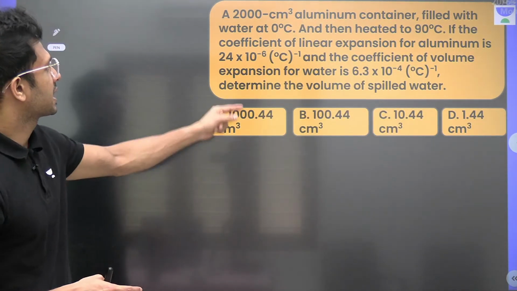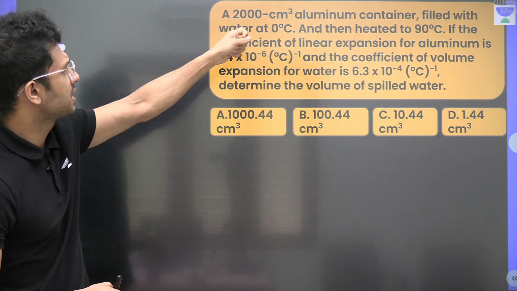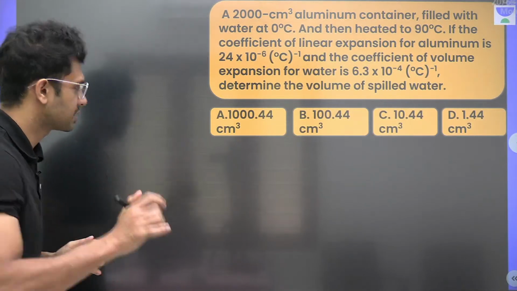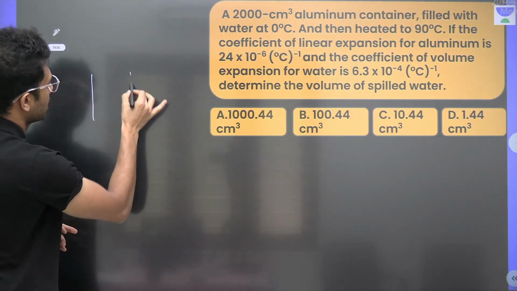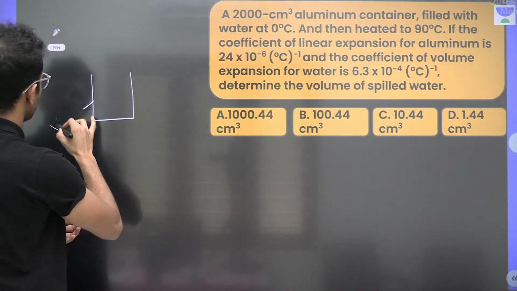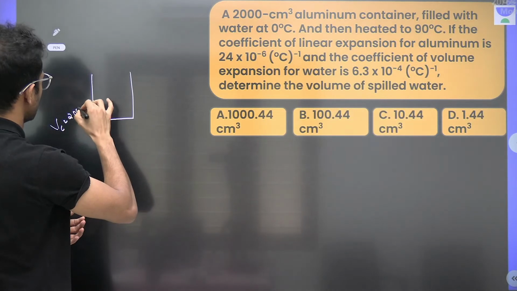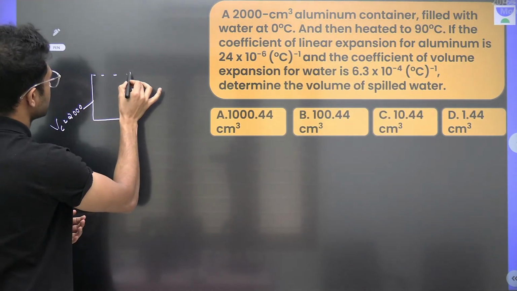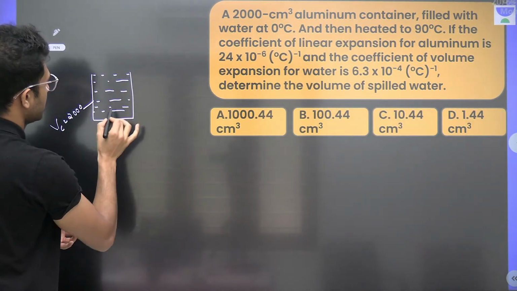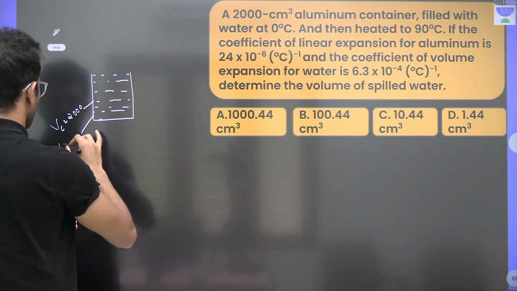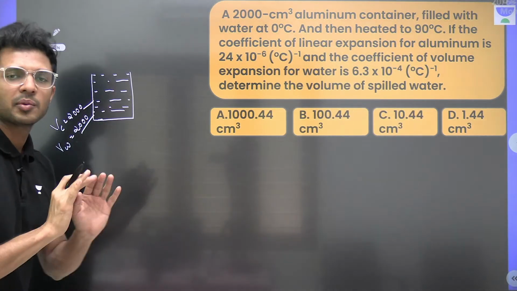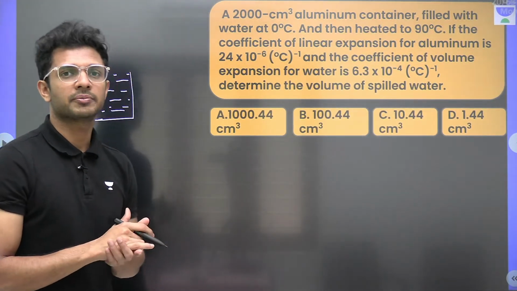Okay, look. A 2000 centimeter cube aluminum container is filled with water at 0 degrees Celsius. Let's draw this, then only you'll be able to understand. Here we have a container. Its volume is equal to 2000. Now you are filling this particular container with some water. Obviously, water takes the volume of the container, so the volume of the water is also equal to 2000. Initially, both of them had the same volume.